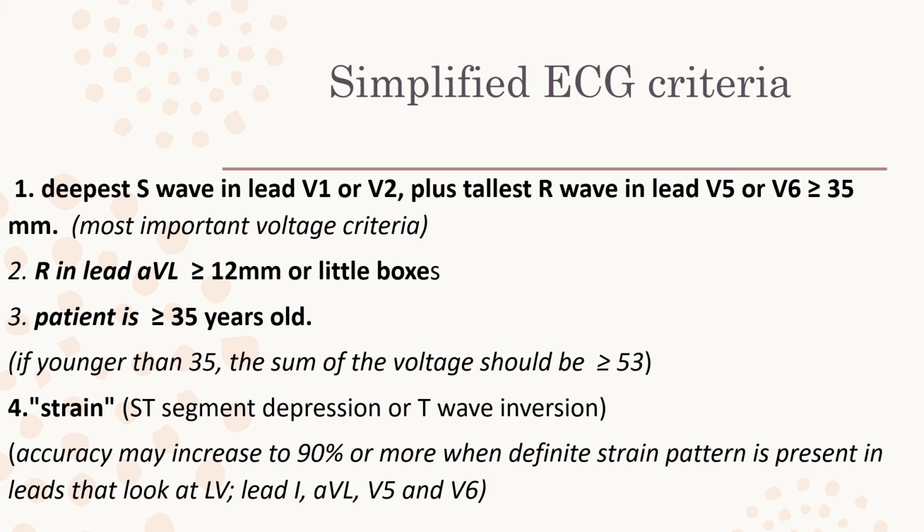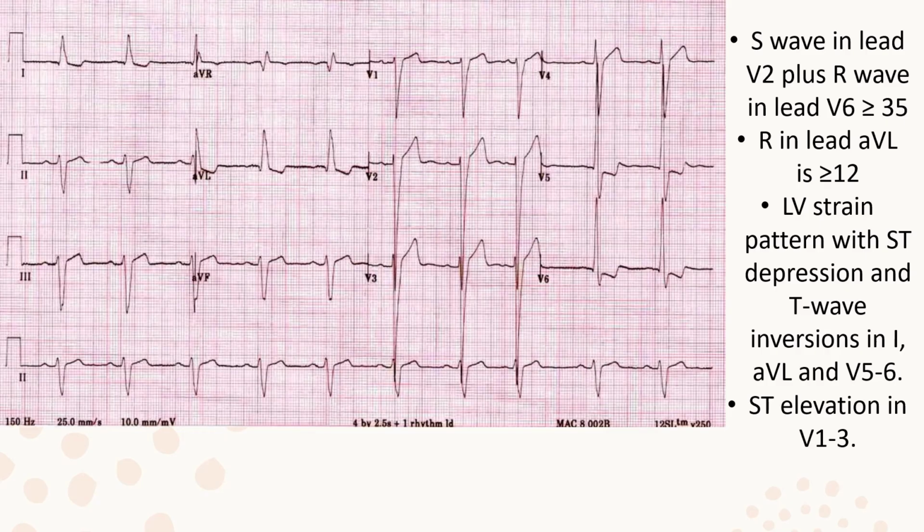And then finally, the last thing is we look for strain, meaning that the ST segment is being pulled by the QRS, kind of pulled down. It's got ST depression or T-wave inversion, and that is indicative of strain. We'll look at a couple of EKGs here that show this.